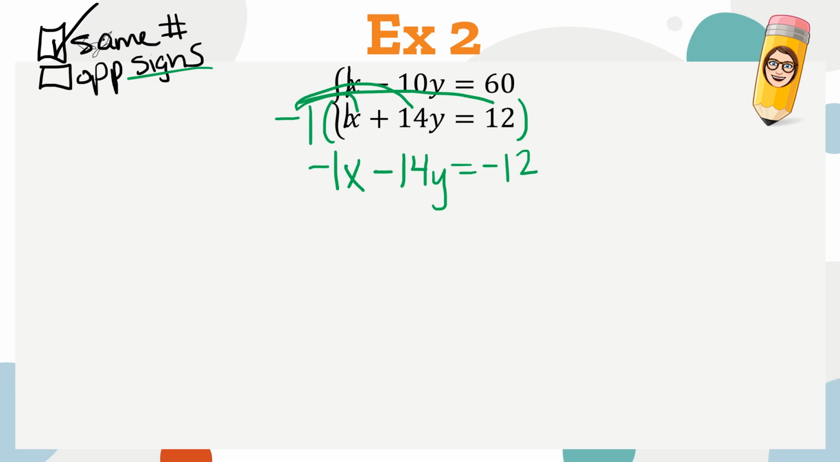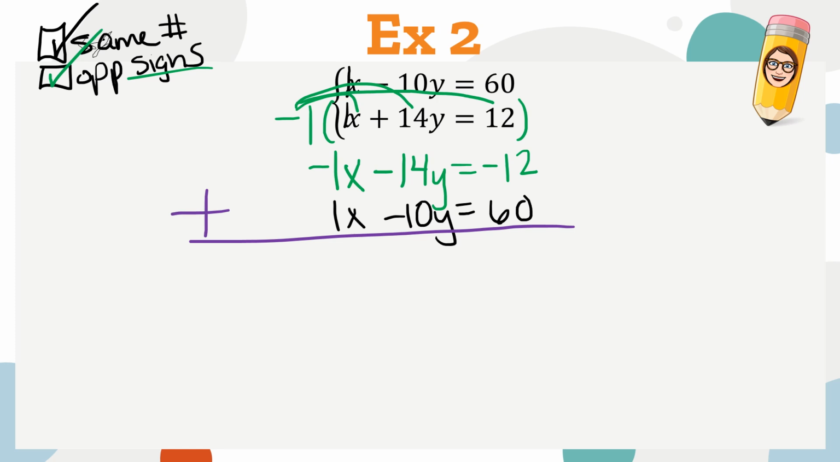Okay, let's rewrite the first equation. The first one, I didn't do anything with that. Take a look. My equations are lined up. They now have the same number and opposite signs. We are ready to do what I like to call old school addition. Negative 1x plus 1x cancels. That needs to happen in order for this to work.